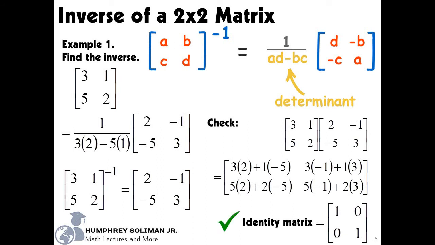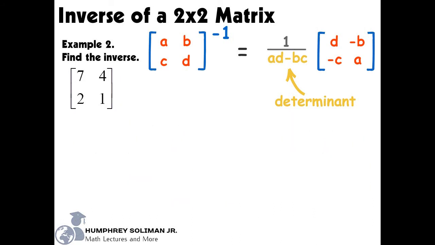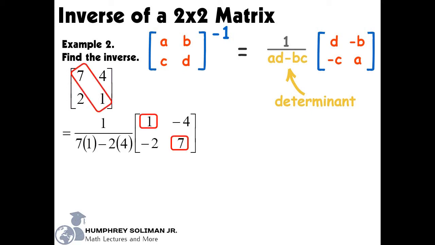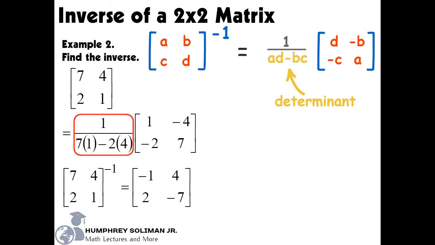Now, let's have example number 2. Find the inverse of the matrix below. So, take the original matrix. Switch the elements 7 and 1. Change the signs of the elements 4 and 2. Multiply the new matrix by 1 over the determinant of the original matrix. We will see that the inverse is equal to the matrix shown.